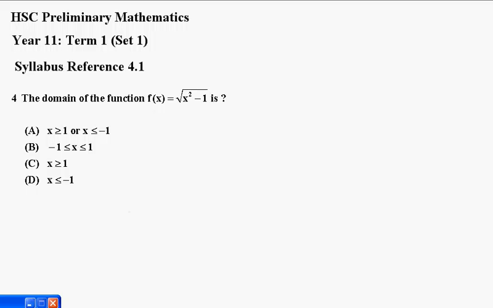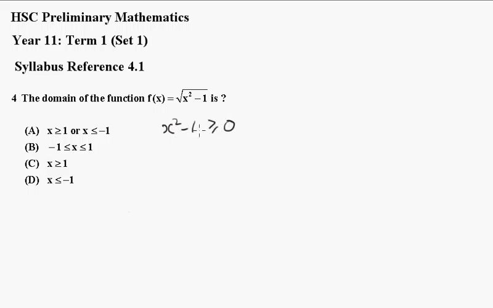Question 4. The domain of the function f(x) equals the square root of x squared minus 1. And we have to work out that domain. Alright, so first of all we have to know that the square root of anything in here must be positive. So x squared minus 1 is going to be greater than or equal to 0. So write that down. x squared minus 1 is greater than or equal to 0.